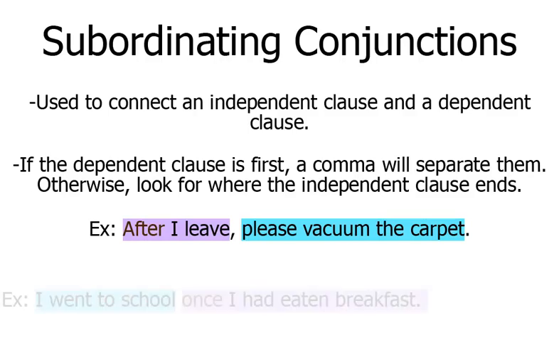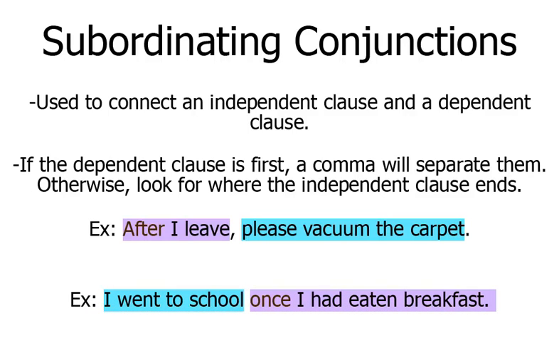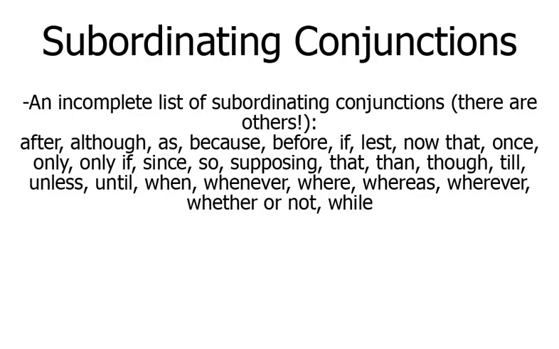Another example, I went to school once I had eaten breakfast. In this example, the independent clause comes first. It's I went to school. Then the subordinating conjunction once introduces the dependent clause, once I had eaten breakfast. Here is an incomplete list of subordinating conjunctions. Remember, there are more than just the ones here, but these are some of the most common ones.